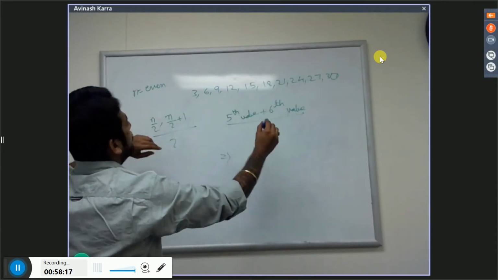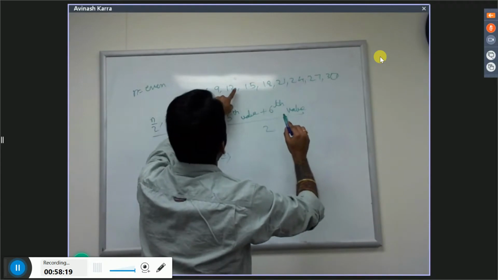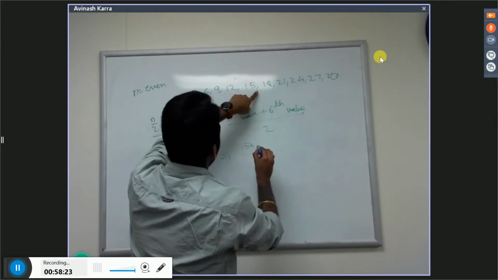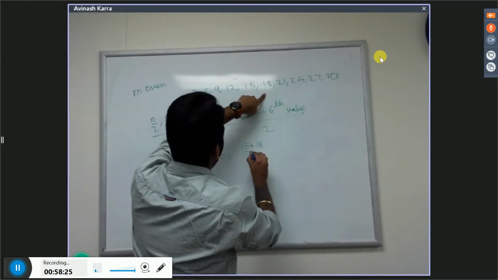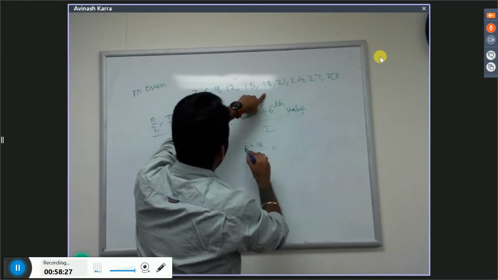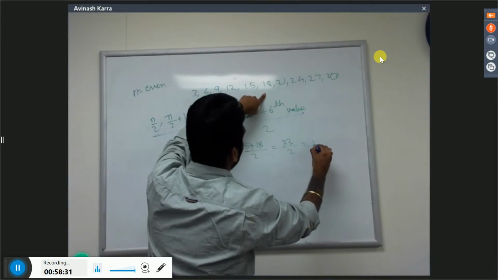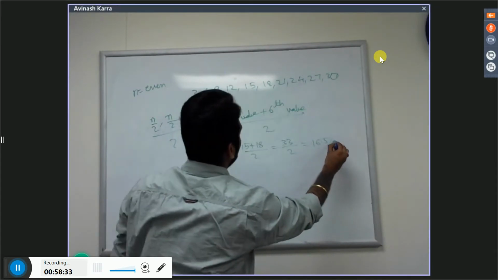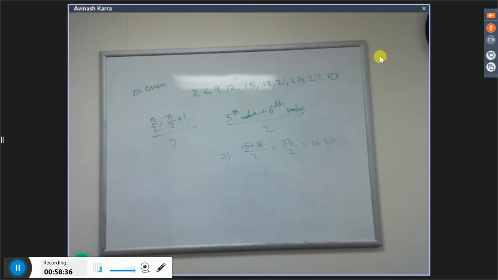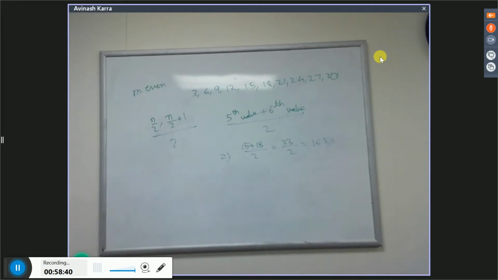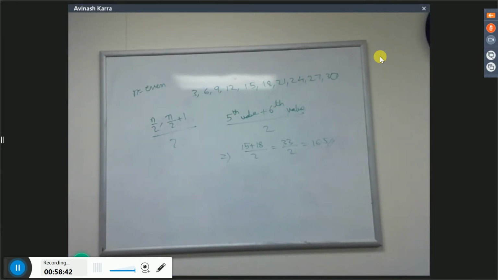What are the fifth and sixth values over here? 1, 2, 3, 4, 5. 15 plus 18 by 2 is equal to 33 by 2, which is 16.5. So 16.5 is the average. Did you understand this step till here? Any questions?